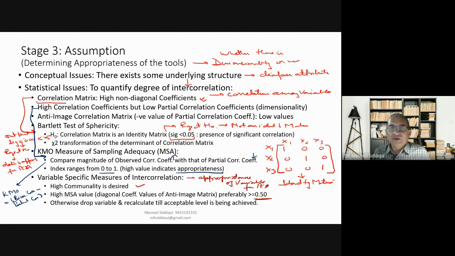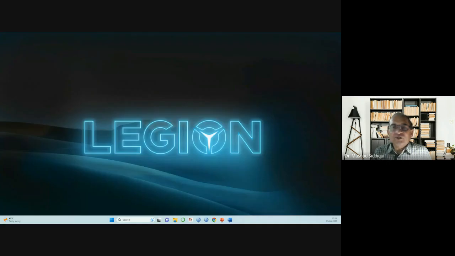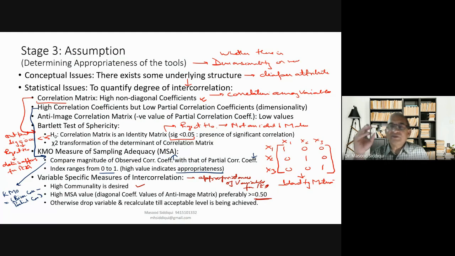Is that okay, class? So actually we have discussed two concepts. One is overall appropriateness, and after that the appropriateness of individual variables. Okay, so I am explaining communality again.